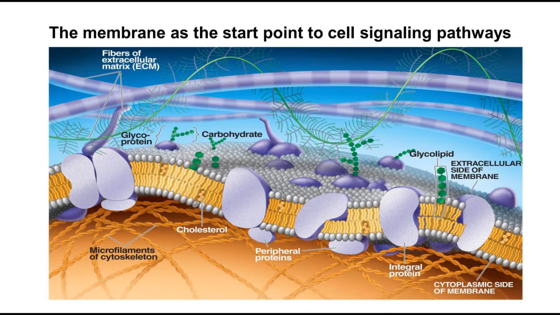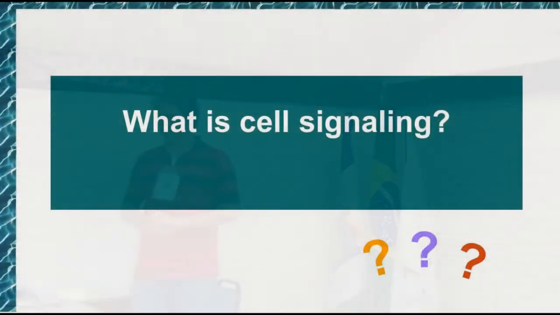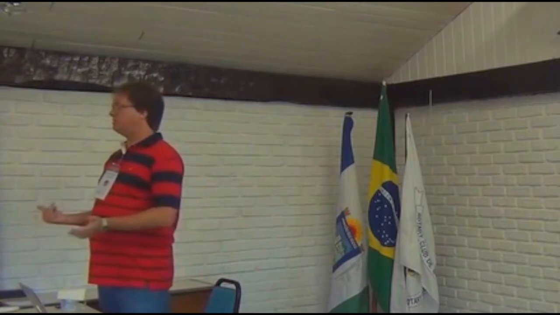All the kinds of stuff that arrive in the cell is perceived by receptors, okay, that will trigger intracellular signaling cascades that will allow that cell to answer to that stimulus. So, this is a question that we may ask. What is cell signaling? What's the meaning of cell signaling? The meaning of cell signaling is not so complicated.